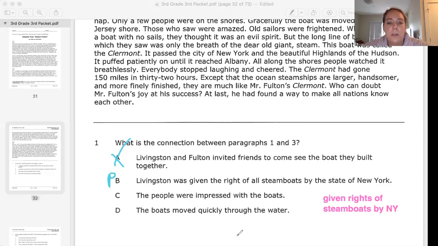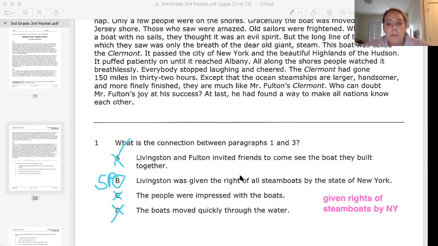Yes, they were, and yes, it was mentioned in the text, but it was not mentioned in paragraph 1 or paragraph 3, so I can cross off C. And the boats moved quickly through the water. Well, not at first. They were only moving 4 miles per hour, and that's pretty slow, but it told us in the text that it started to move faster than the other boats that were with sails and how it continued to improve. So we cannot have D as our answer. So our strong possibility in our answer has to be B.